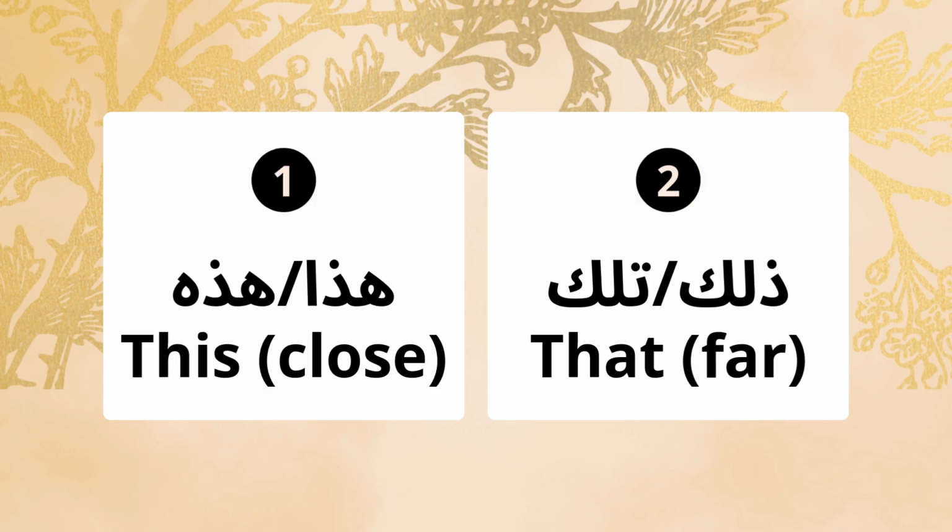So what we learned till now is هذا and هذه mean this, which is used for close things or objects or nouns. ذلك and تلك are used for the word that, which means for far objects. So, ذلك قلم would mean that pen. So the pen is far away from me. That's why I said ذلك قلم.